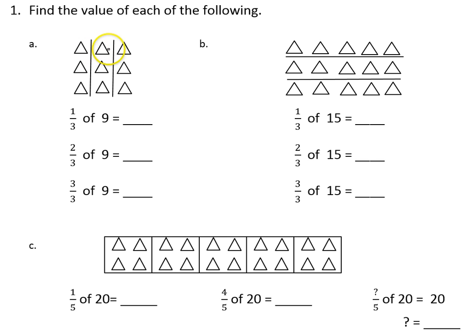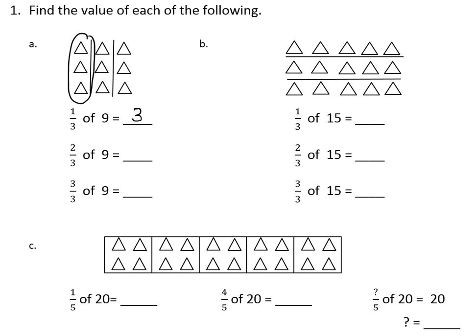So here I have 3 columns of triangles. The first question asks, what is 1/3 of 9? Well, 9 represents the whole that I have, so I have 9 triangles. And to find 1/3, I need to divide my triangles into 3 groups, which you can see I've done here. I have 3 columns. 1/3 of 9 would be represented by one of those groups. So 1/3 of 9 is 3.